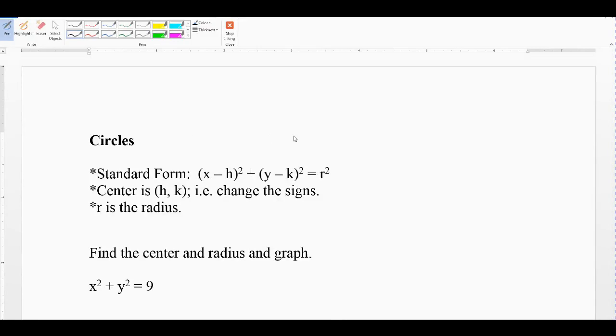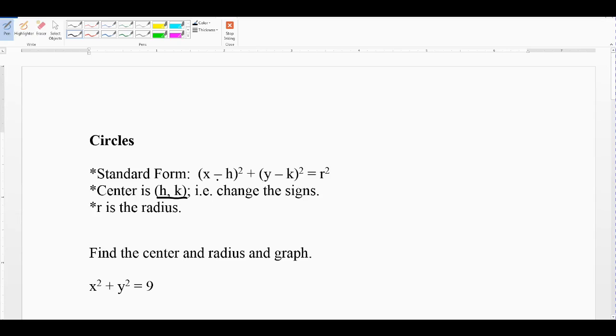Circles. Let's talk about the standard form of a circle. You'll notice that we have (x minus h) squared plus (y minus k) squared equals r squared. Now x and y will always remain as x and y, and so will the plus and the squares. Now the h and the k represent the center.